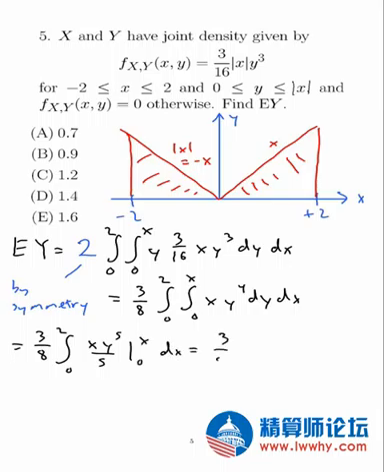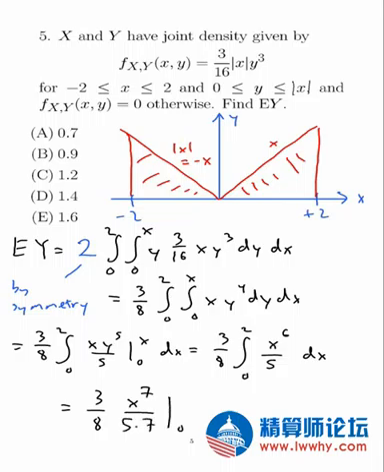So that gives me 3/8 times the integral from 0 to 2 of x to the 6th over 5 dx. The integral of x to the 6th is x to the 7th over 7, so I still have the 5 there, times 7. I'm evaluating from 0 to 2, so now I just plug into my calculator, and I get 1.4. Well, actually I get 1.37, but my answers are rounded off to the nearest tenth, so I get 1.4.